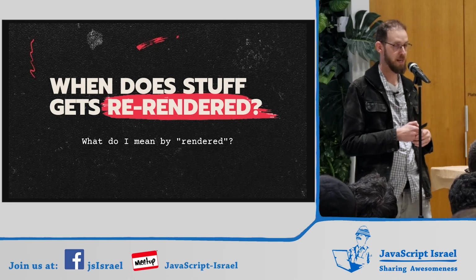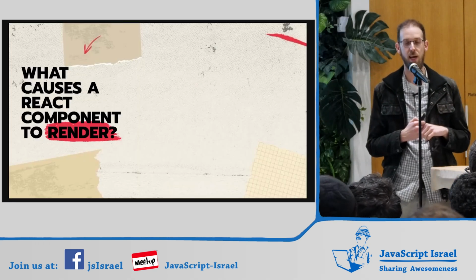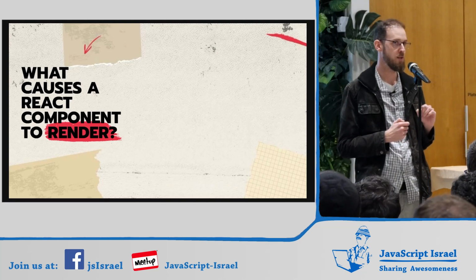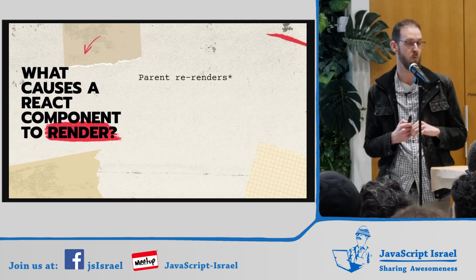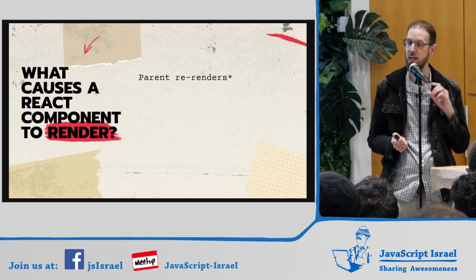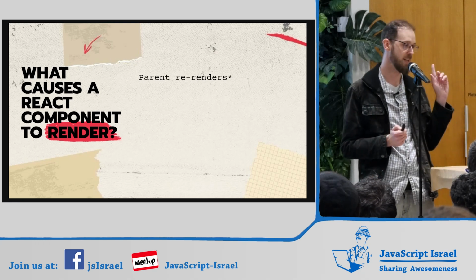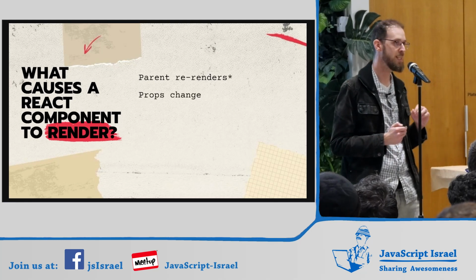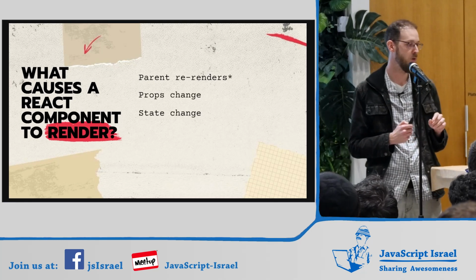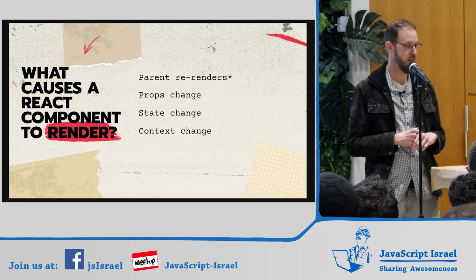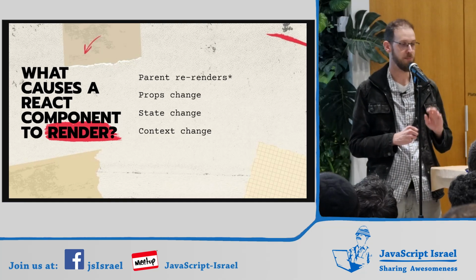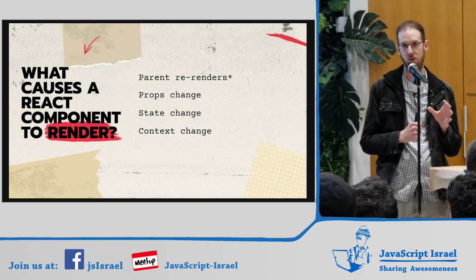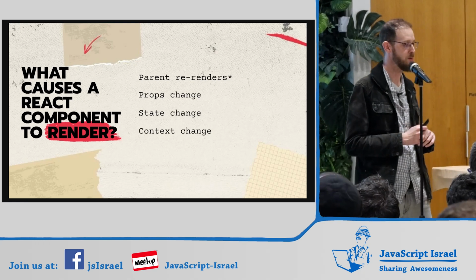Now, one of the big questions is, what causes a React component to re-render? A short list would be, first, when a parent re-renders, there is an asterisk there because we'll get to that in a second. When props change, when its state changes, or when its context changes. This is not an exhaustive list by far, but things aren't so simple in the real world.